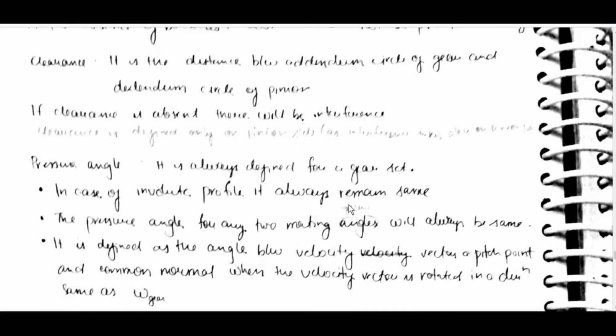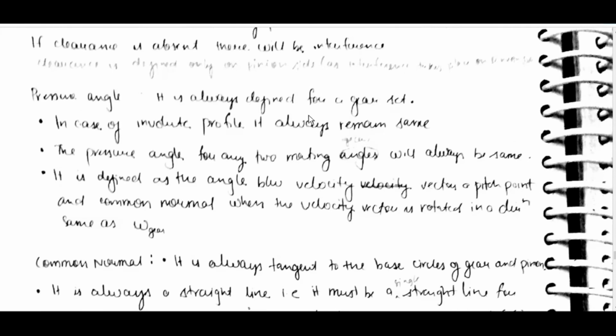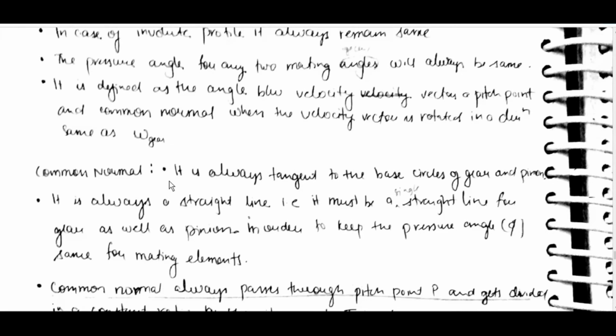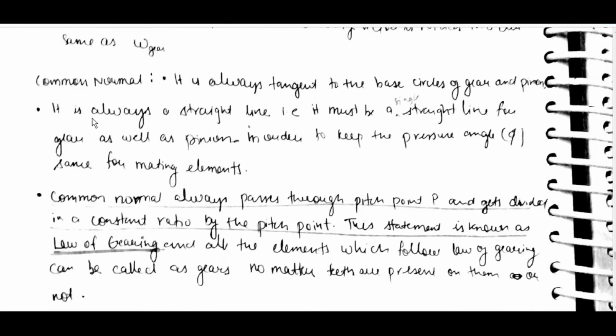Only on pinion. Pressure angle is always defined for a gear set. In case of involute profile, it always remains the same. Pressure angle for any two mating gears will always be the same. It is defined as the angle between the velocity vector at the pitch point and the common normal, when the velocity vector is rotated in the same direction as omega gear. Common normal is always tangent to the base circles of gear and pinion.